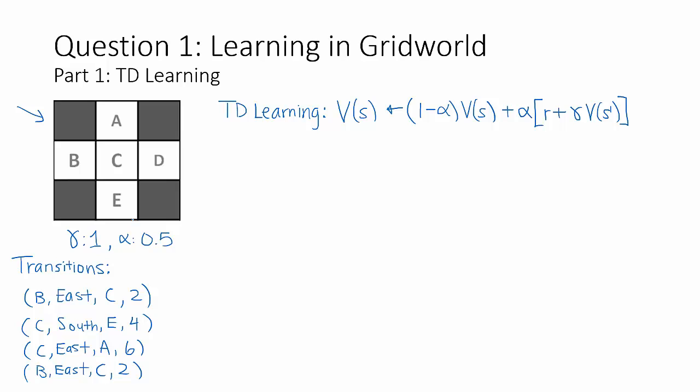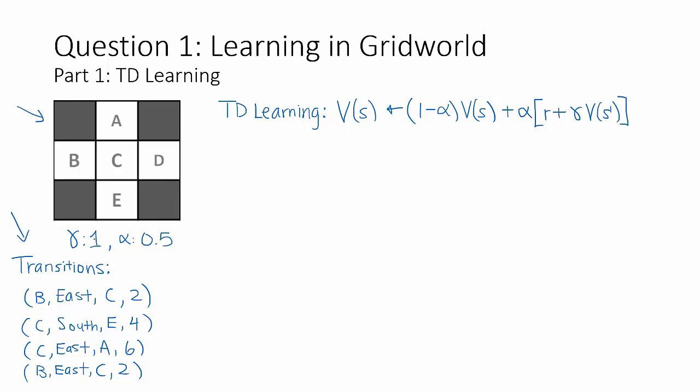We're asked to use temporal difference learning and Q-learning to find the values for the states in the grid. The transitions that we observe are listed here. So let's start off with temporal difference learning. First, I'll start with a small comment. As mentioned in lecture, generally we use temporal difference learning to calculate the values for a fixed policy pi.